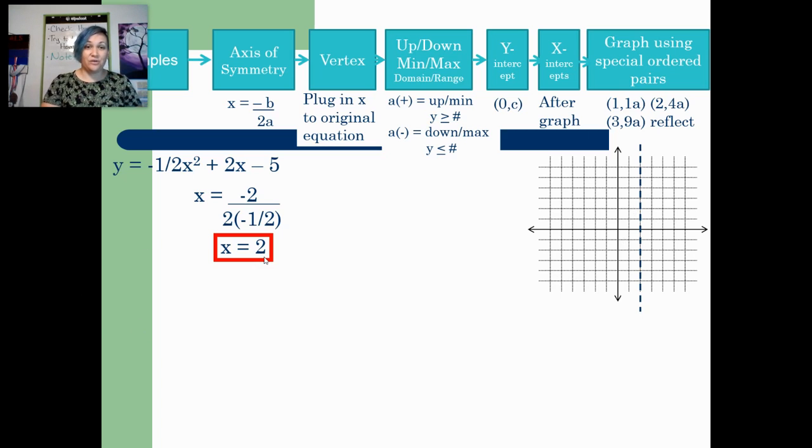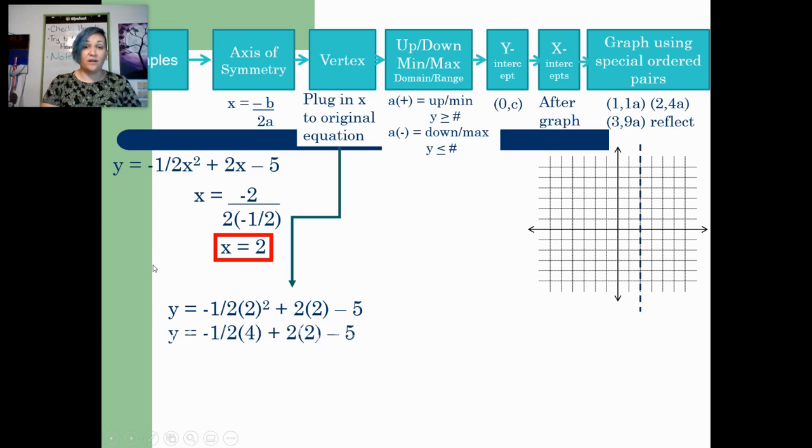Next, we take the number 2 and we plug it into every x in the original equation. You can use a calculator, type it in exactly how you see it on the screen, or you can do it in your head. Just remember to follow PEMDAS if you're going to do it in your head. That means that you have to square the 2 before you multiply it by the negative 1/2. The y-coordinate for my vertex is at negative 3.